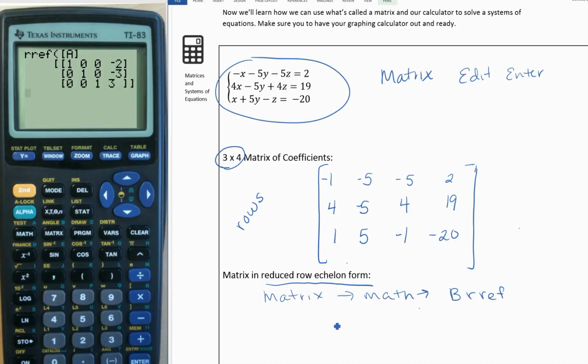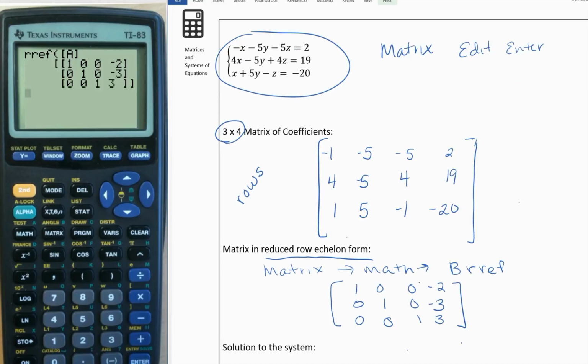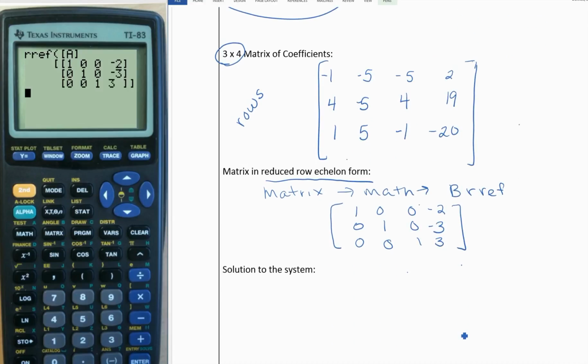And that gives us our reduced row form, which is 1, 0, 0, negative 2; 0, 1, 0, negative 3; 0, 0, 1, 3. Okay, and what this tells us is that 1x is equal to negative 2, 1y is equal to negative 3, and z is equal to 3.